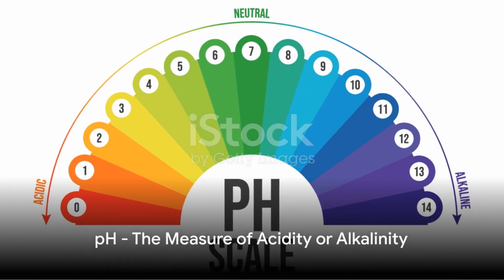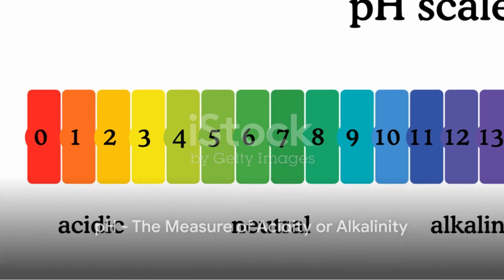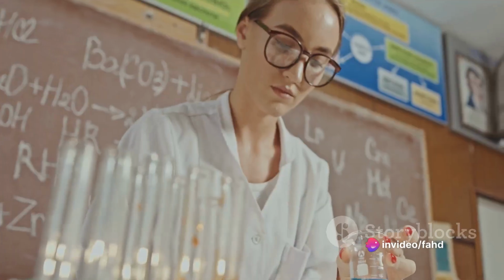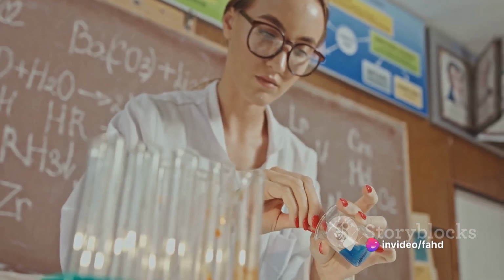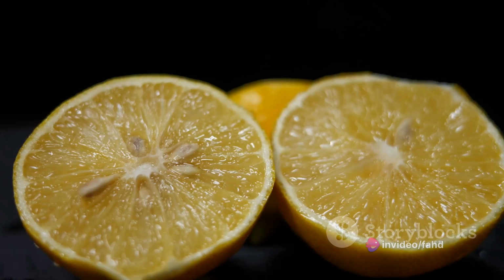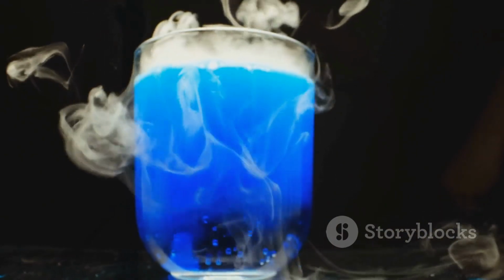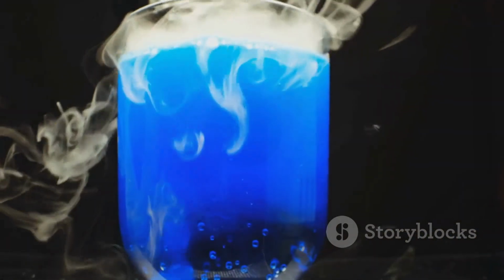Then we have the concept of pH, the measure of acidity or alkalinity. It's a scale from 0 to 14, where 7 represents neutral, like water. Anything below 7 is acidic, like lemon juice. Anything above 7 is alkaline, like baking soda.